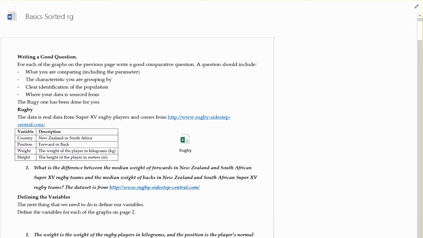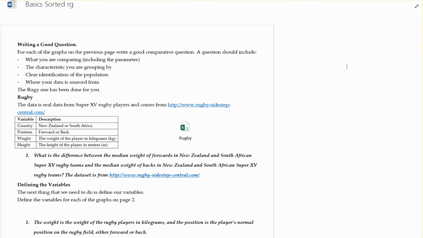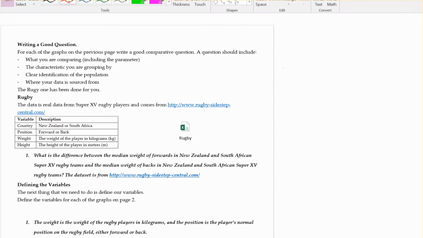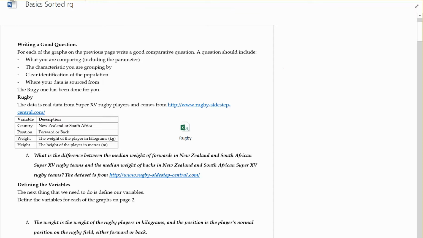Okay, so we're going to get started on sorting the basics for our inference internal. And again, this is the scaffold or kind of the backbone that you would have to have and understand to be able to get to the achieved, and then this is what you'll build on to get to your merit and excellence as well. So it's important for everybody.